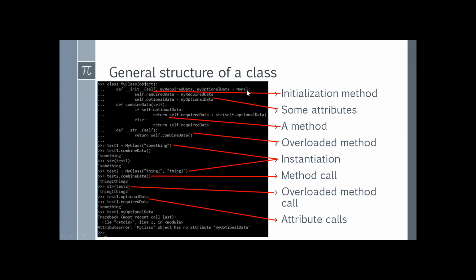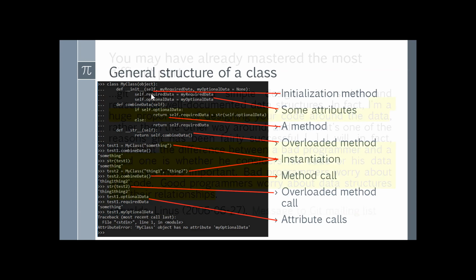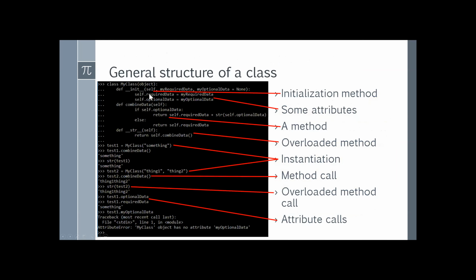And it's going to take in a couple of values in this case. So it's going to take in some required data and some optional data. And in Python, optional data, you can tell an argument is optional because it'll have a default value set for it. So here I'm taking in the my required data value, setting it to self.required data. So this is making this value that was passed in into an attribute of the object. My optional data, this is making it an attribute of the object as well.